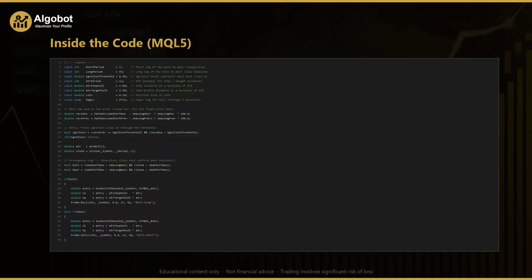Then direction is resolved. The Boolean named bull is true when the short average is above the long average and the closing price is above the short average. The Boolean named bear is the exact opposite.